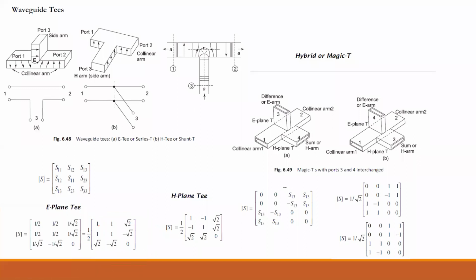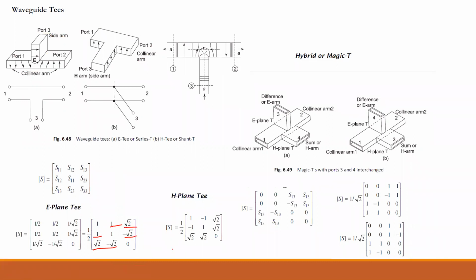If you just observe, these elements are same as these elements. So that is Sij is equal to Sji. That is for the reciprocal networks what we had seen. So these are actually reciprocal devices, because of which we are obtaining the same values over here.